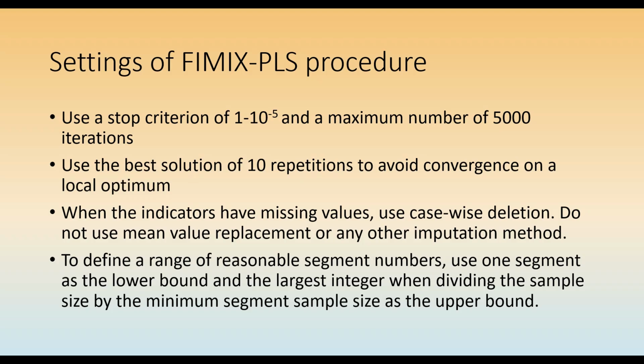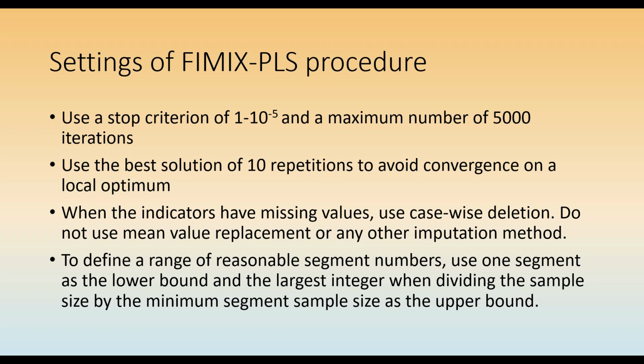Before we proceed to the analysis in the PLS SEM software, let's take a look at the settings of the FIMIX-PLS procedure. First of all, we need to use a stop criterion of 1 times 10 to the minus 5 and a maximum of 5000 iterations, which is a sufficient number to get the iterations done. Then use the best solution of 10 repetitions to avoid convergence on a local optimum. When the indicators have missing values, we should use case-wise deletion. We are not supposed to use any mean value replacement or any other computation method in this case.